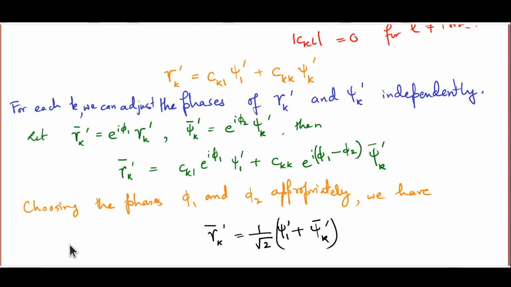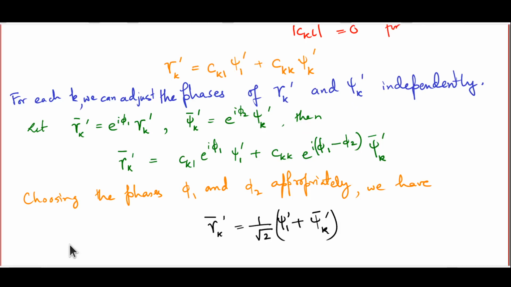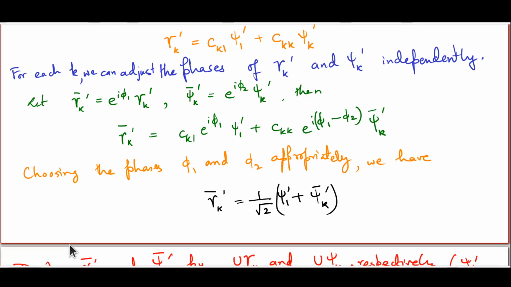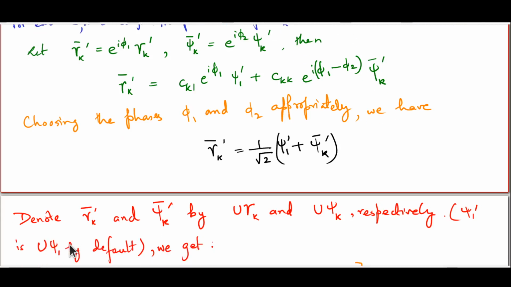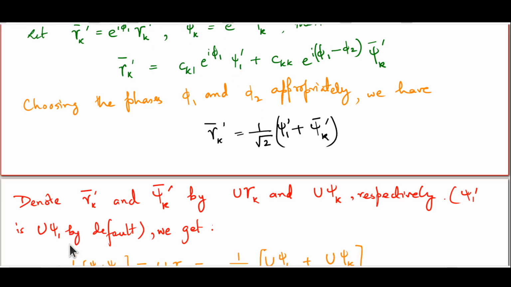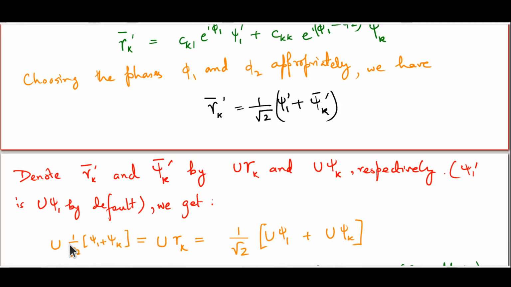It is at this stage that our hero, the operator U, makes a partial entry into the scene. What we are going to do is denote these phase adjusted vectors, upsilon prime k and psi prime k with bars on top, by U upsilon k and U psi k respectively. Psi prime 1 is going to be denoted by U psi 1. And once we do that, we at least get a relationship which looks very much like what a linear operator would do. U acting on upsilon k, that is U acting on 1 by root 2 times psi 1 plus psi k, will give you 1 by root 2 times psi prime 1 and psi bar prime k, which are U psi 1 and U psi k respectively.